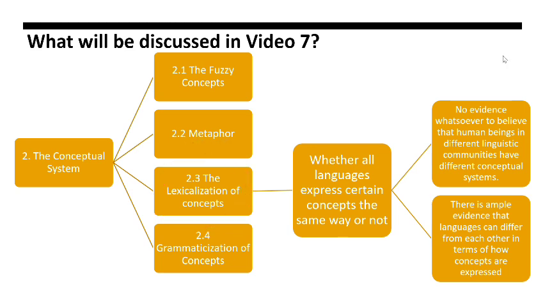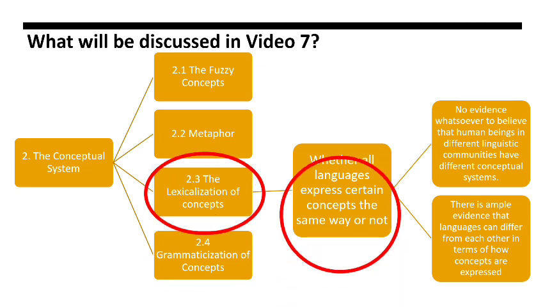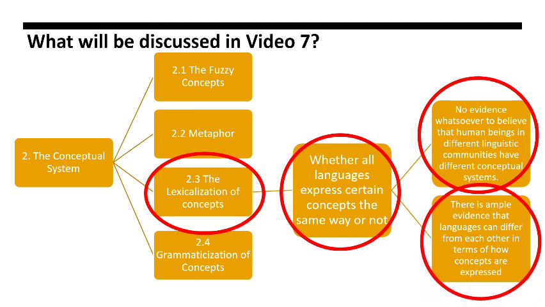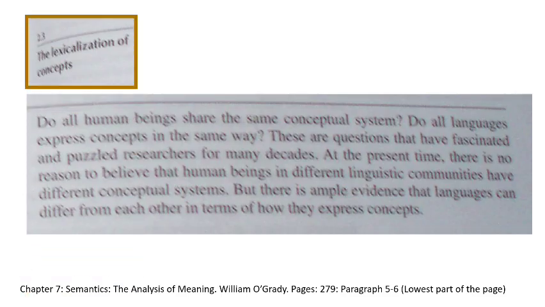There will be information on whether all languages express certain concepts the same way or not, as there is no evidence whatsoever to believe that human beings in different linguistic communities have different conceptual systems. However, there is ample evidence that languages can differ from each other in terms of how concepts are expressed. 2.3, the lexicalization of concepts.